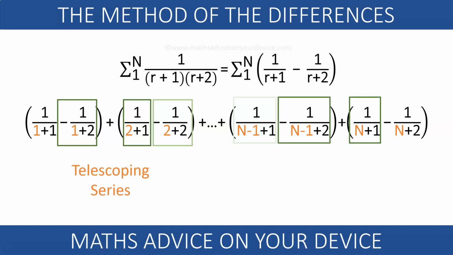In our case, it means that all the fractions will cancel each other out except for the first fraction of the first term, a half, as it doesn't have previous terms to cancel with, and the second fraction of the last term, as it doesn't have any terms after it to cancel with. The result is a half minus 1 over n plus 2.